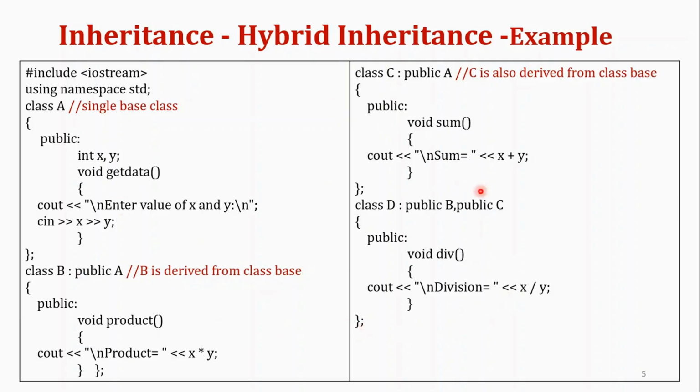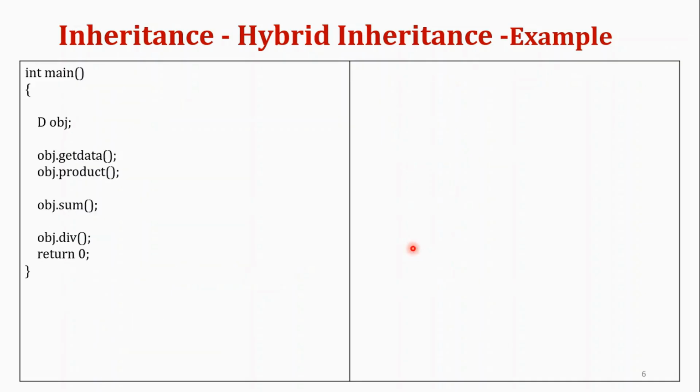So four classes are defined. Coming to the main function, you have to create an object for the last derived class D, and you can call all the member functions because all the member functions are inherited to the class D. Create the object for the derived class D, call all the member functions. So getdata belongs to class A, product belongs to class B, sum belongs to class C, and division belongs to class D.